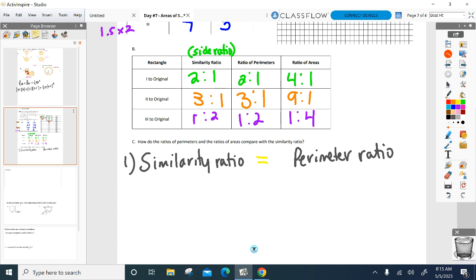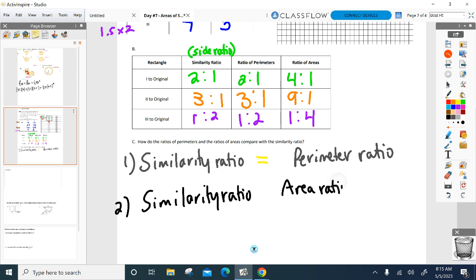All right, now we're going to have to dig a little deeper in here, above average kids, because I cannot put an equal sign in for the area ratio. If I put an equal sign there, that will not be true, right? Everyone agrees? 2 to 1, 4 to 1, 3 to 1, 9 to 1, 1 to 2, 1 to 4. So here's where I need you to dig deep. What would I need to do to the similarity ratio to get to the area ratios every time? Same rule. What would I need to do to each of them to get to the area ratio?